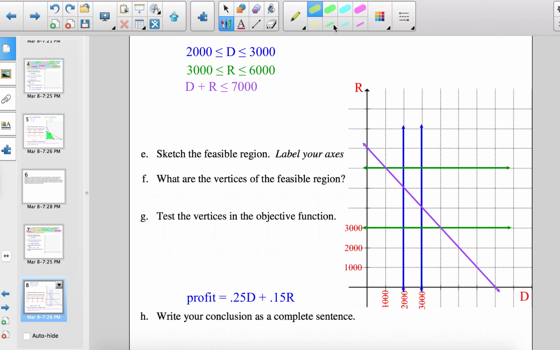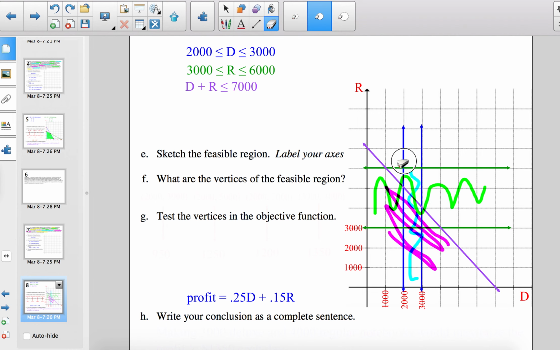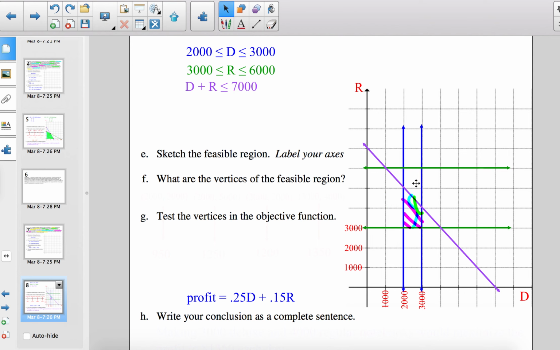Okay, so now I need to highlight. Well, the green one's pretty obvious. It's got to be between these two, right? So it's this section in here. The blue one, same thing, got to be between these two. Oh, this is gorgeous. Wow. Okay, and then the purple one, if I plug in 0, 0, is 0 less than or equal to 7,000? It is. So I'm going to shade below the purple line. Okay, so let's see how gorgeous this is. I'm going to erase anything that doesn't overlap between all 3 of them. So I get this gorgeous region in here. There it is. You see it? It's a little trapezoid.